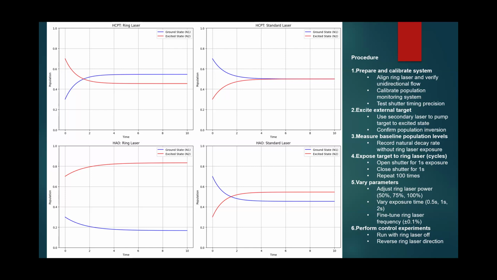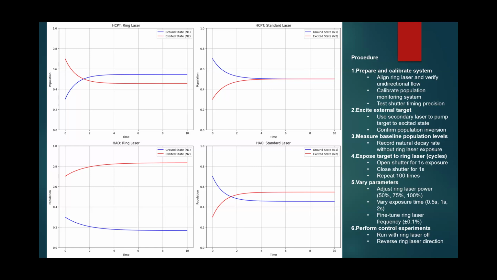When testing using a standard laser, we start by using a laser without an optical isolator. For HCPT, we'd find N2 to be less than or equal to N1, which would mean a population bound. In the case of HAO, we would possibly see N2 greater than N1, which would indicate a population inversion.